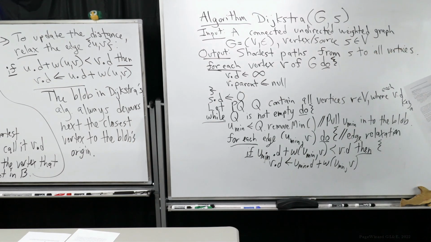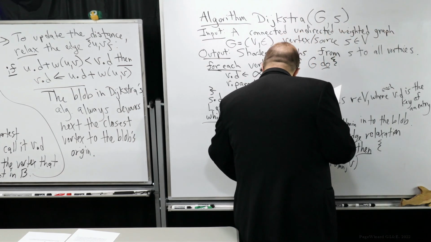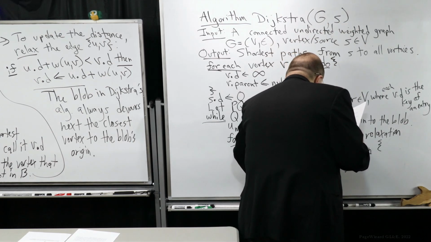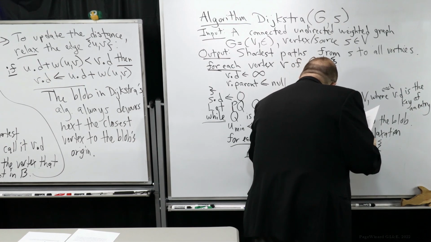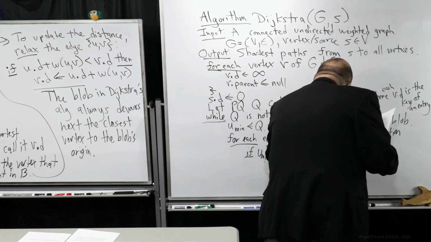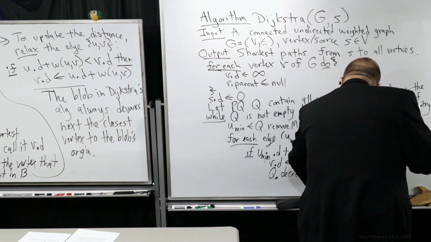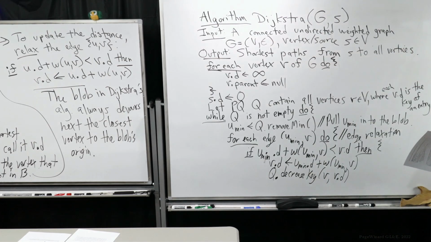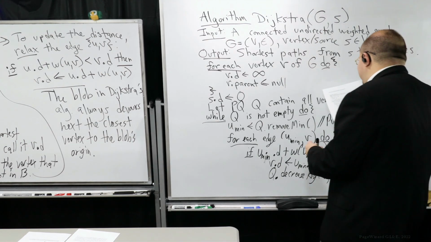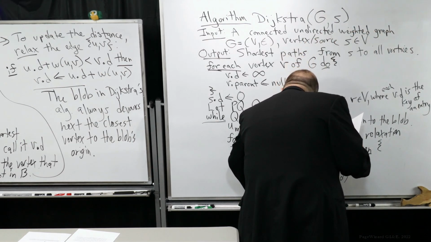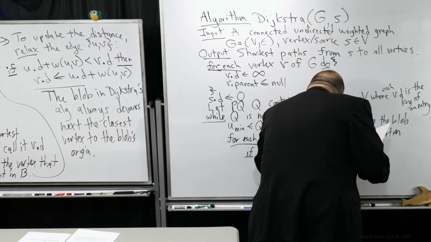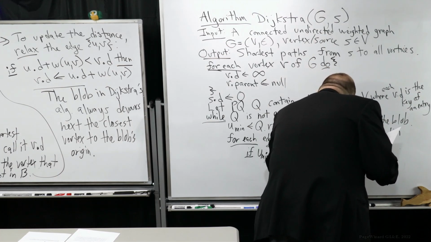Now, remember, this is where we're going to update the key by decreasing it, because we found a shorter way to get to V from S. We're going to decrease the key for V. It's going to be decreased down to V dot D because I just updated it. Then I'm going to update the predecessor or parent in the shortest path tree. V dot parent is going to be updated to U min.